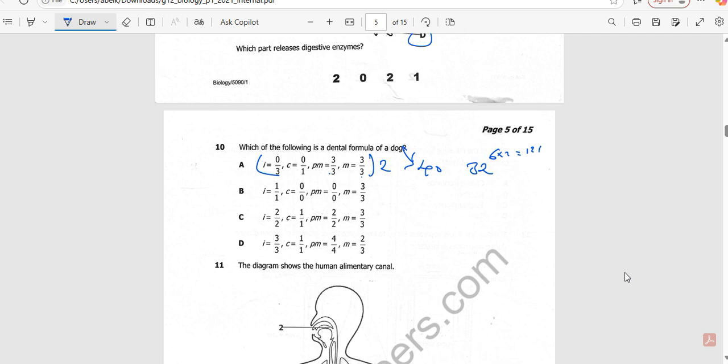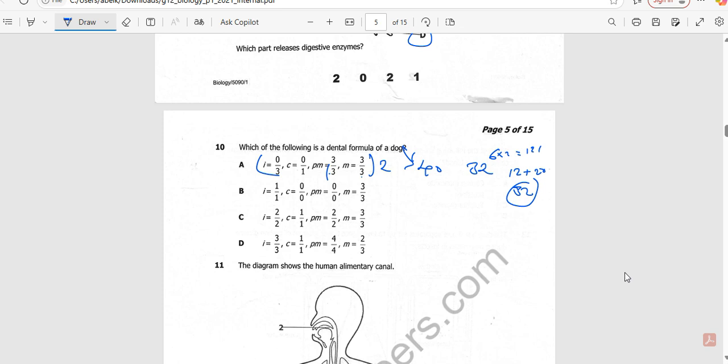Then before that, we have 3 plus 1 plus 2 plus 3, so we have 6, 9, 10 times 2, we have 20. So 12 plus 20, we're getting something like 32. So this can refer to humans.